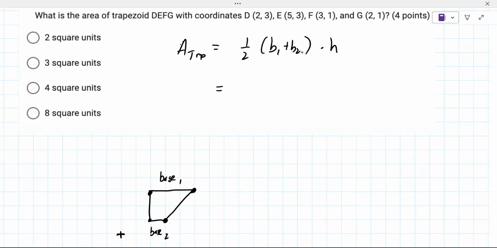All right. So is that clear from the sketch what I've done? I mean, you can go to Desmos and graph this, but I've got the nice grid paper here, so you can do it. But you can see that base 1 is 3 units, base 2 is 1 unit. The height is 2 units.